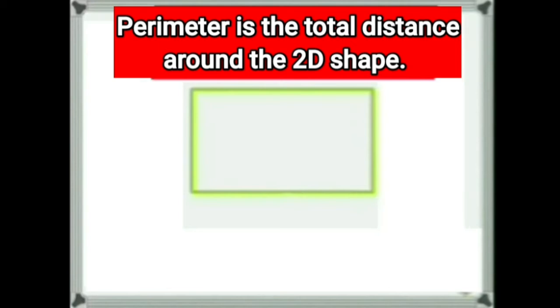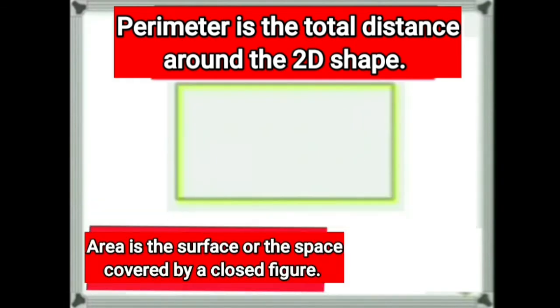Perimeter is the total distance around a 2D shape. To find the perimeter of this rectangle, we will add the length and breadth of this rectangle. To calculate the perimeter of this rectangle, let's find out the total distance around this rectangle. This black outline, which we can see now, is actually the perimeter of this rectangle.